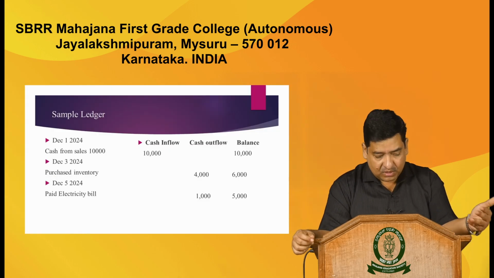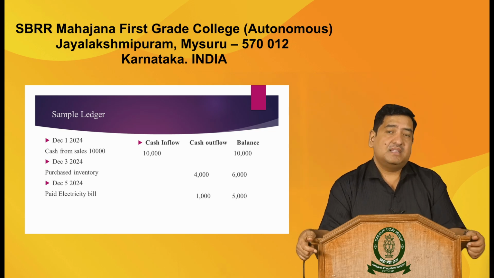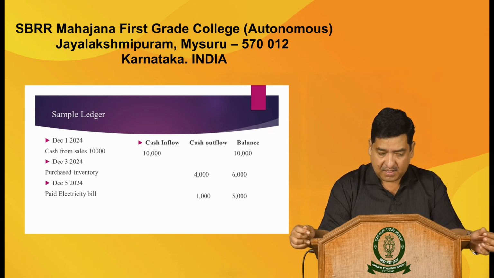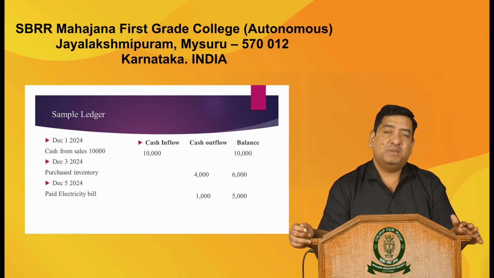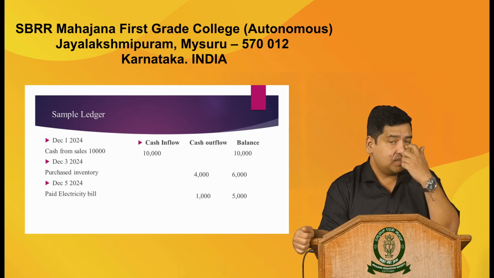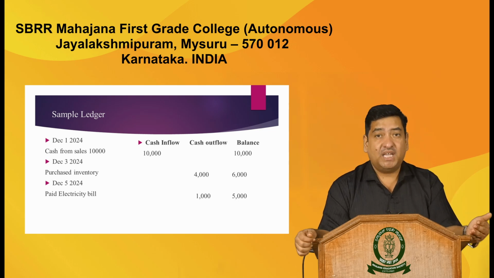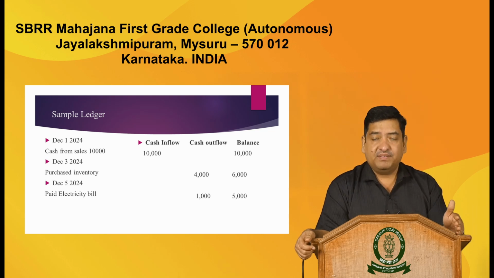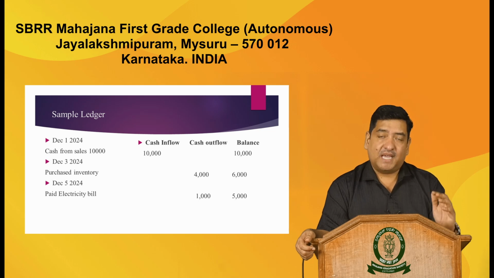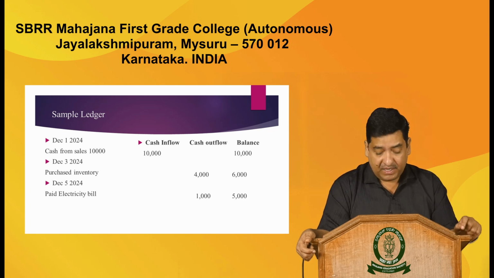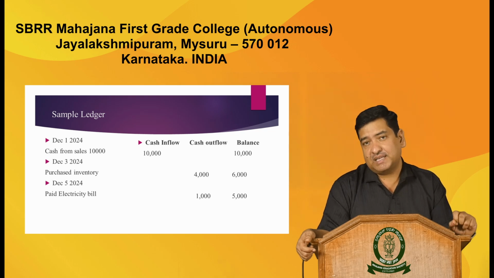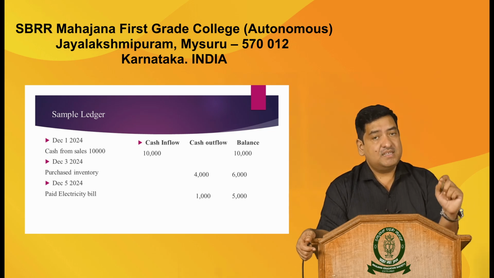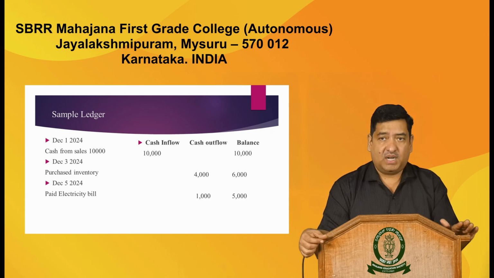Clear? So we are going to consider some more transactions. Say for example, I take the same transaction: on December 1st, 2024, he gets cash from sales of rupees 10,000. So what is happening in the business? He is getting a cash inflow of 10,000, whereas there is no cash outflow. We divide the transaction into cash inflow, cash outflow, and the balance left. So when you get cash from sales of rupees 10,000, you get a cash inflow of 10,000, and the balance also remains 10,000 because you are not yet done with further transactions.